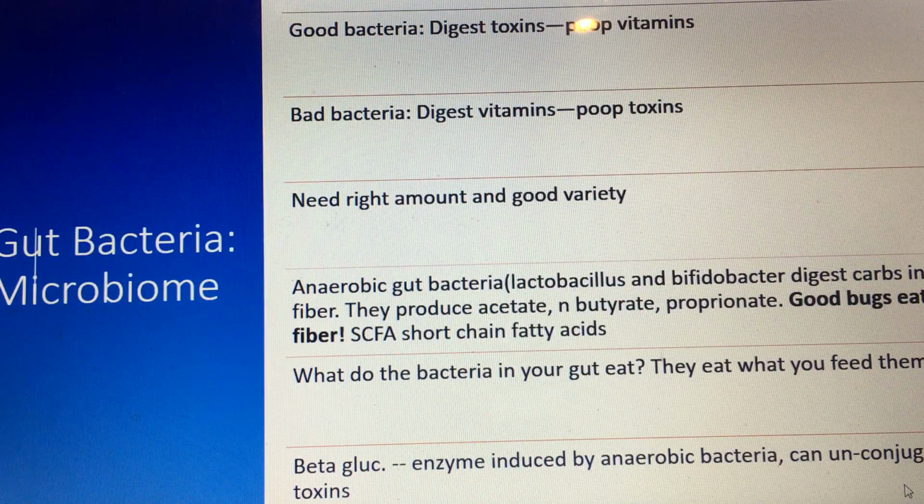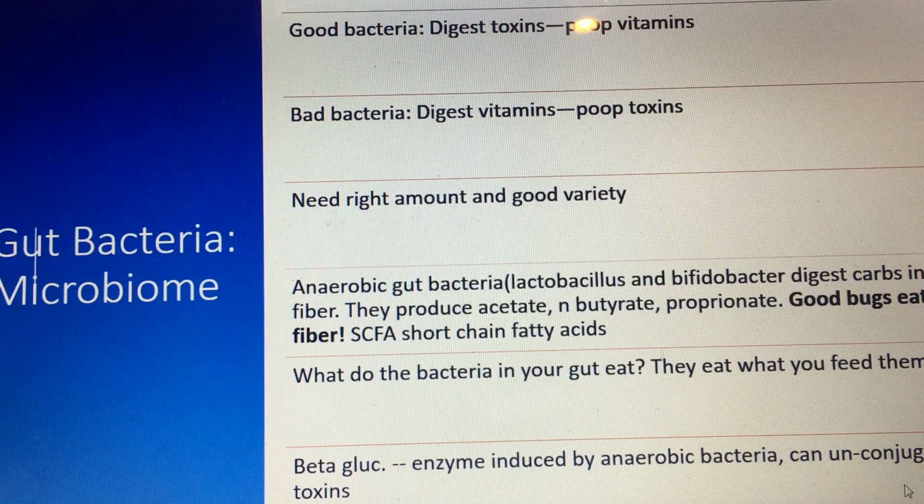Okay, so your gut biome, there are good bacteria which digest toxins and poop vitamins. They actually, in the process of digesting toxins, will make vitamins. Bad bacteria do the opposite. They eat your vitamins, and they'll poop out toxins.